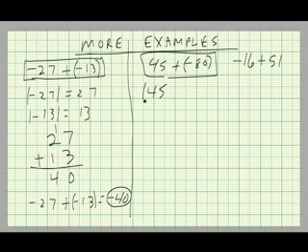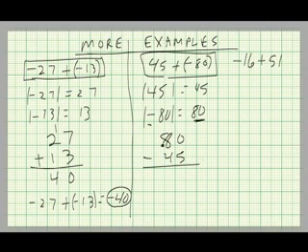45. Absolute value is 45. Negative 80 is 80. The one with the negative number has the largest absolute value. That tells me that the result is going to be negative. And as we did in our previous examples, I subtract their absolute values. Borrowing.